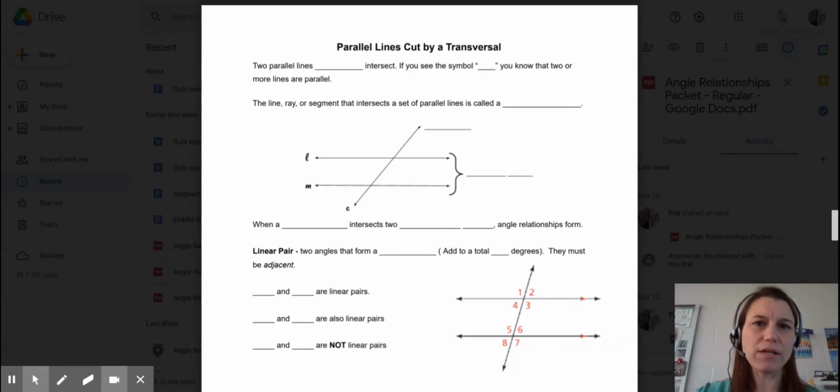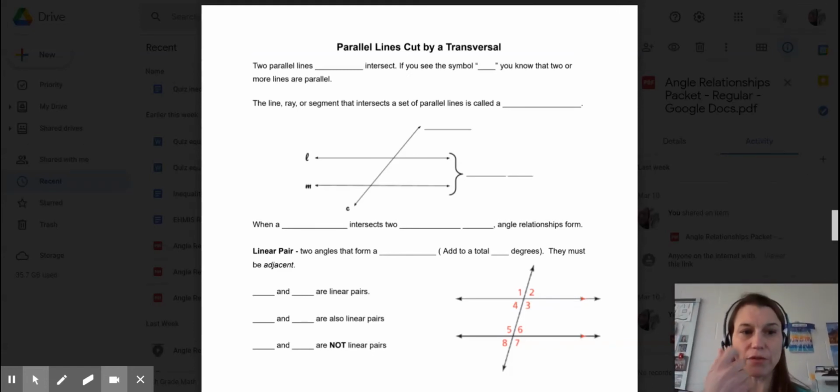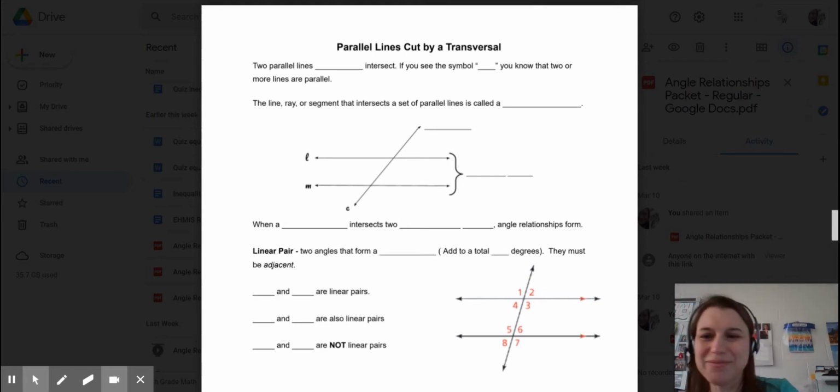This video is on parallel lines cut by a transversal, and we're going to go over a couple of the angle relationships that are created, and we're also going to talk about what I mean when I say parallel lines cut by a transversal. So let's get started. If you have the angle relationships packet, then we are on page 14, but if this video does not go with that packet, then just follow along.